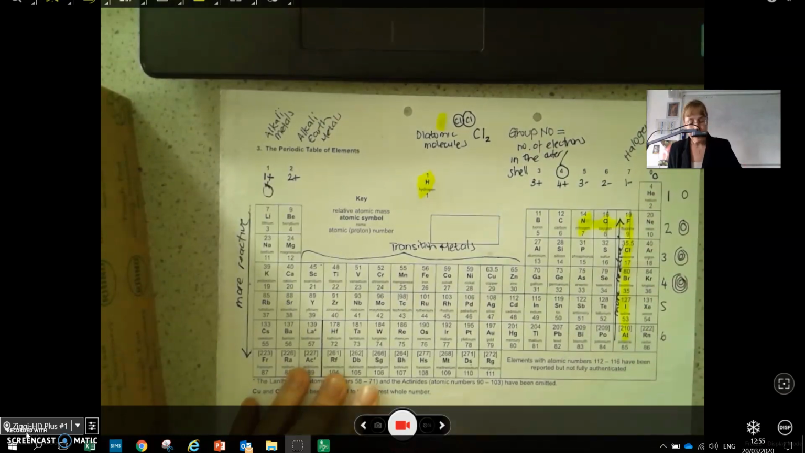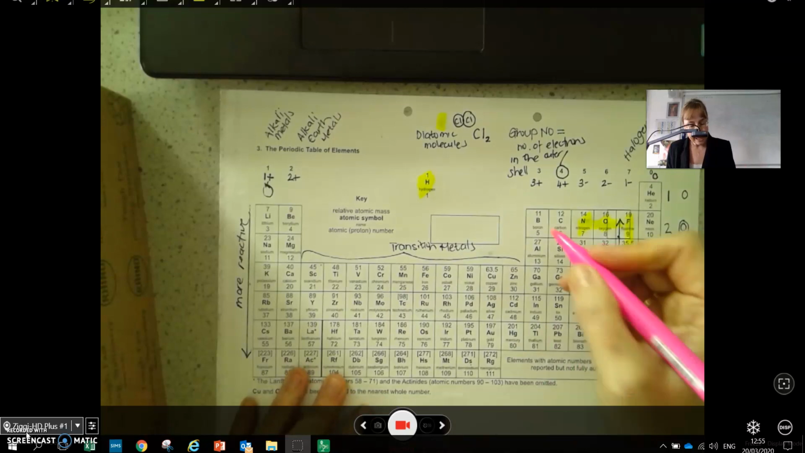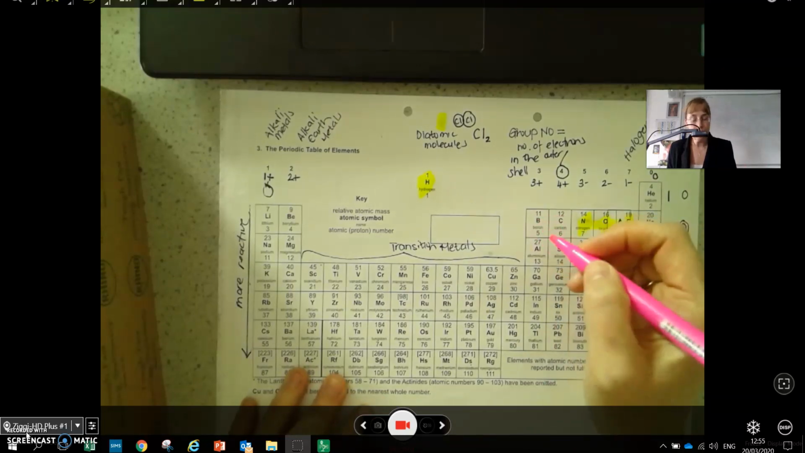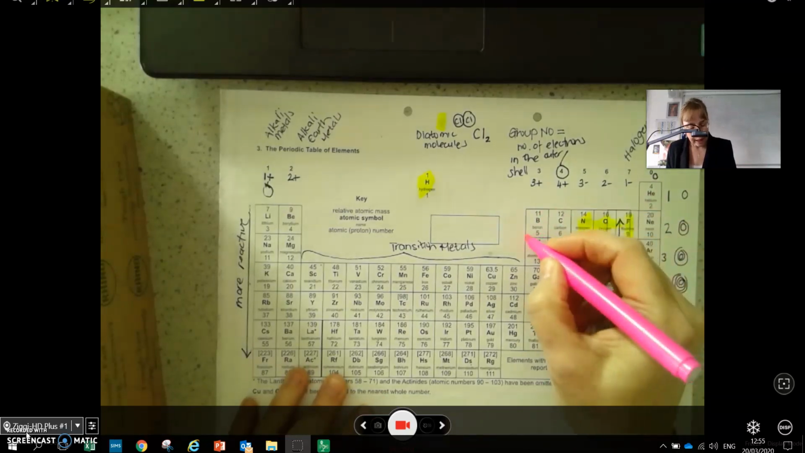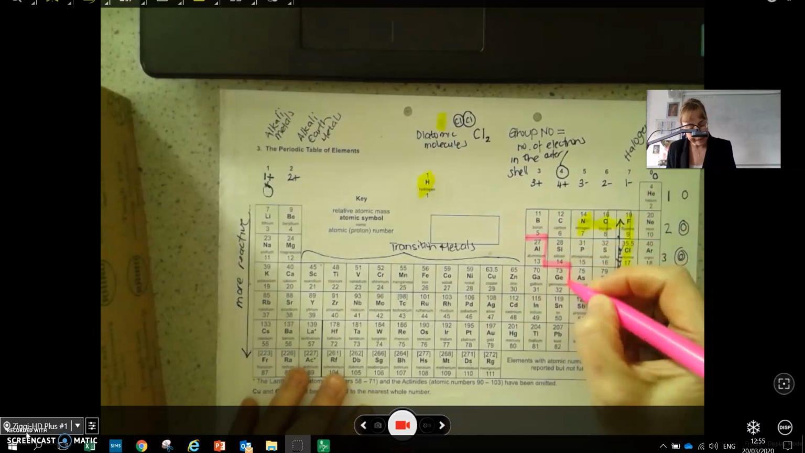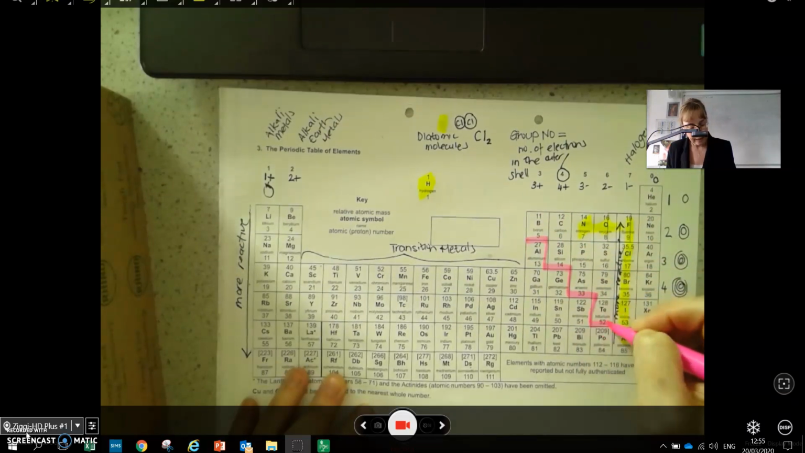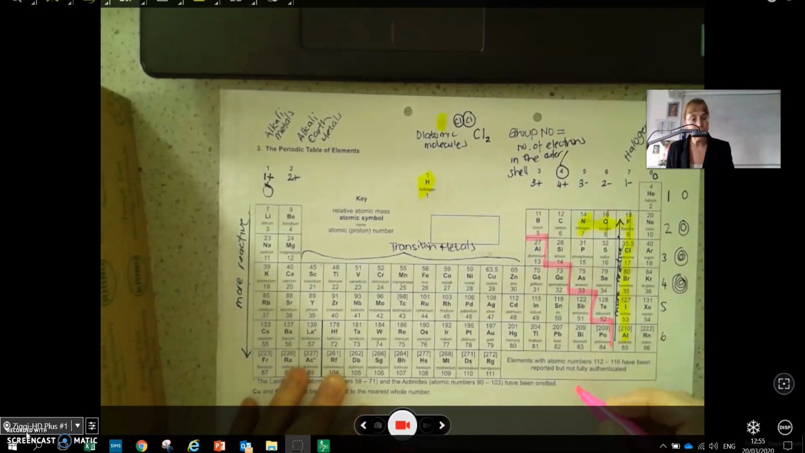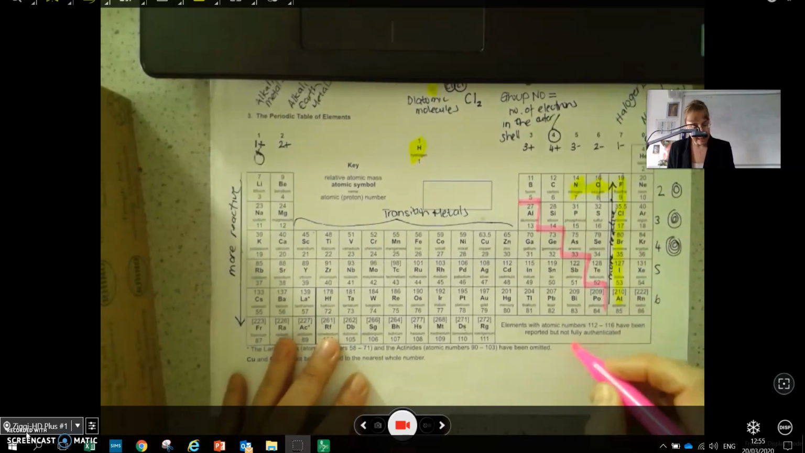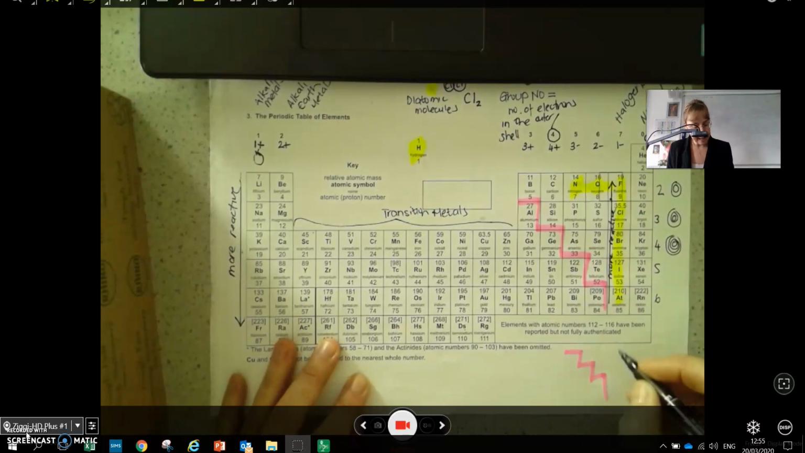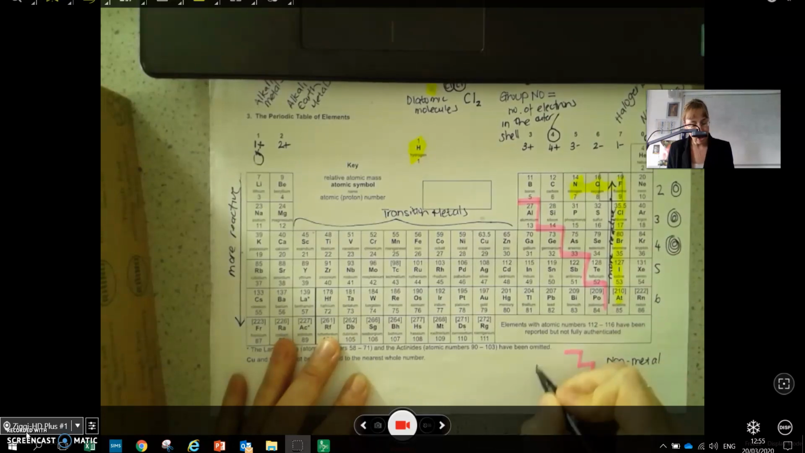And then the other very useful thing is I find boron. Don't be a moron, look out for boron. And I draw my staircase. And as I'm sure some of you can figure out straight away, anything on the right hand side of my staircase is a non-metal. The only exception is I have to include hydrogen in there, and anything on the left hand side are my metals.